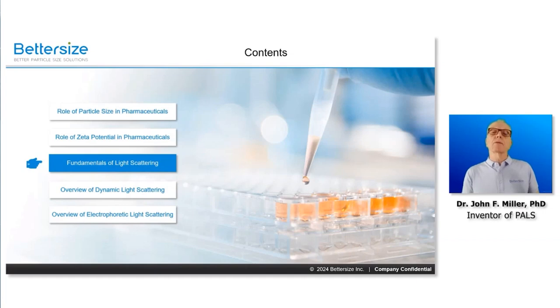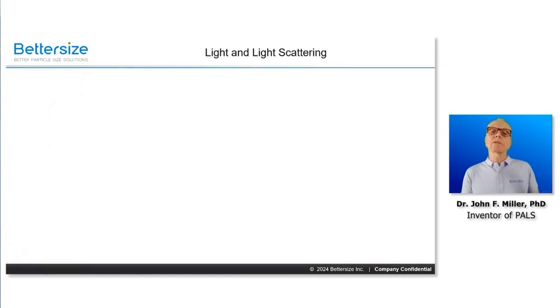Let's move on now to a brief description of the fundamentals of light scattering as it relates to measuring particle size and zeta potential using instruments such as the Better Size BeNano series. To understand light scattering, we first need to grasp the nature of light and how it interacts with matter. We'll use the wave theory of light, which states that light consists of two oscillating fields, an electric field shown in red and a magnetic field shown in blue. These fields fluctuate like ripples on the surface of water, and the wave propagates in a specific direction, such as from a laser source.